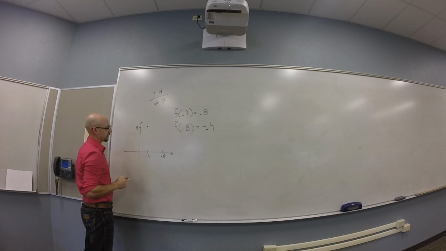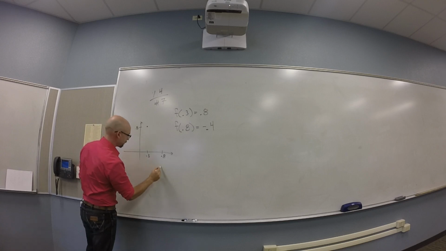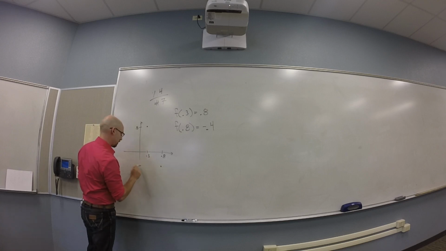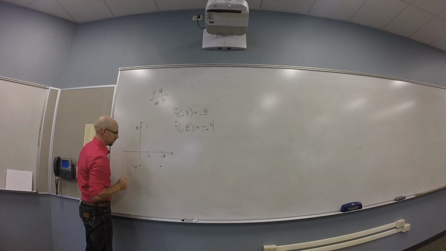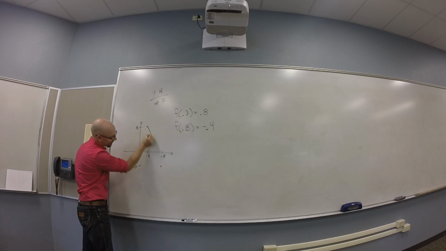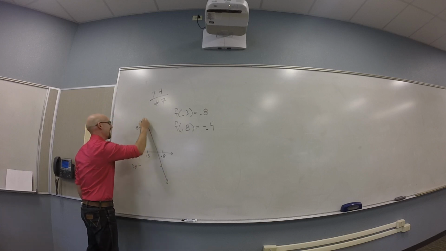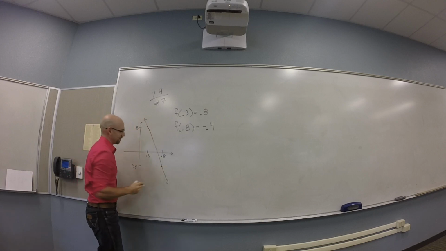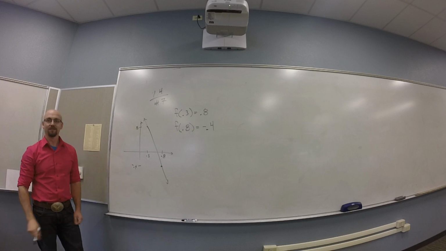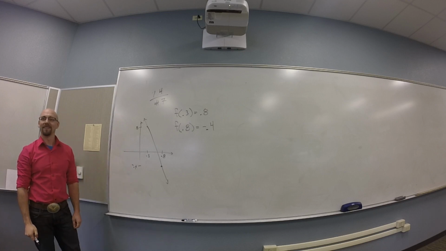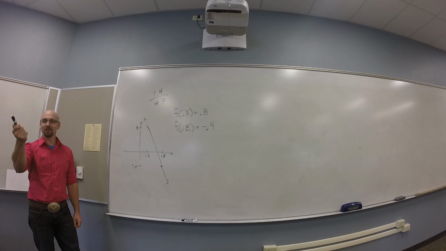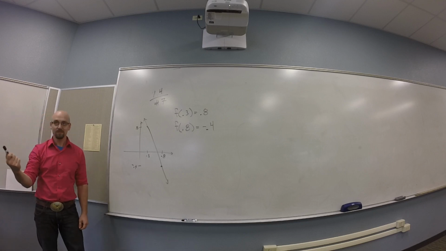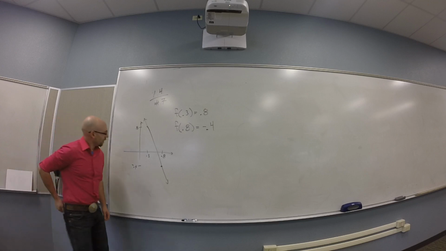And then when you go across to 0.8, you're supposed to go down 0.4. Then you can go ahead and do the little connector between these two. You've got a line like this. What do you know about this line right now? The slope is negative, so the function is decreasing.